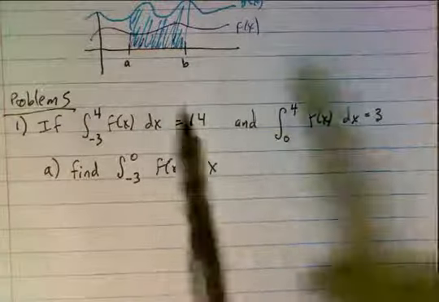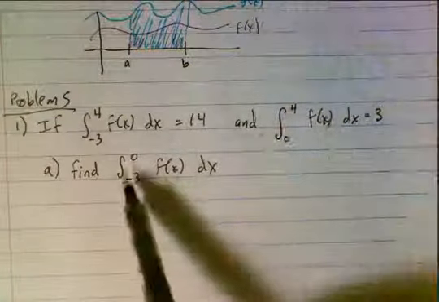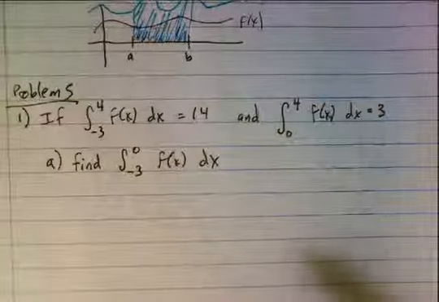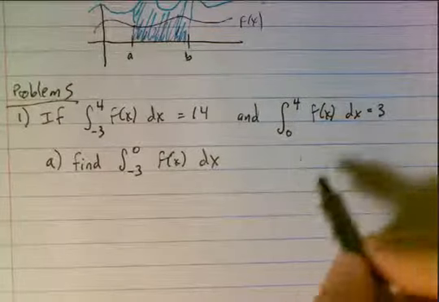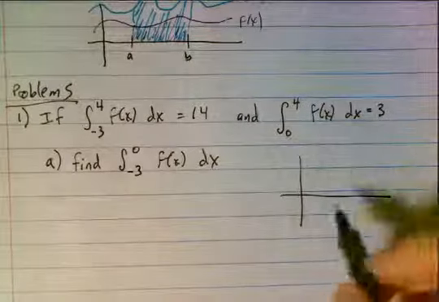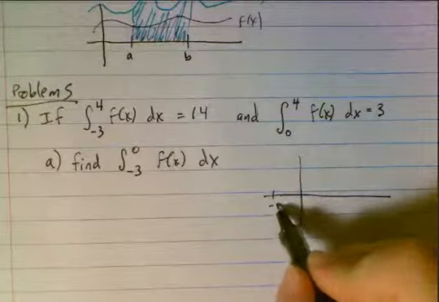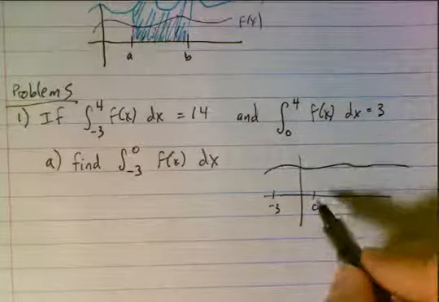So the key thing to notice is that all of these have the same function, and that these bounds, we have similar numbers showing up here as we do over here. So sometimes it helps to sketch it out. We're looking for the integral from -3 to 0. We don't know what f of x looks like. It just kind of looks like that.